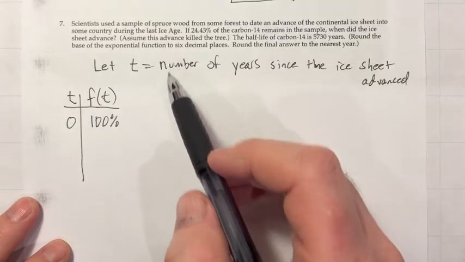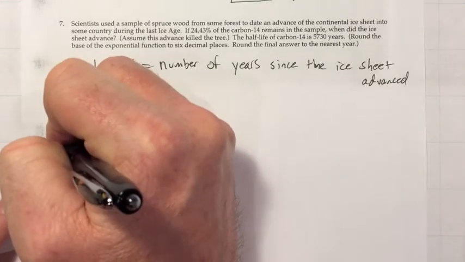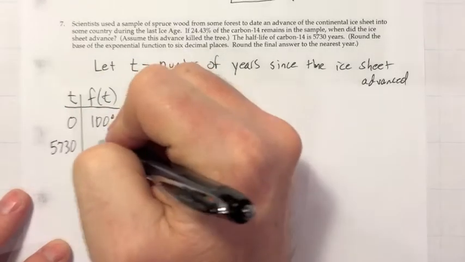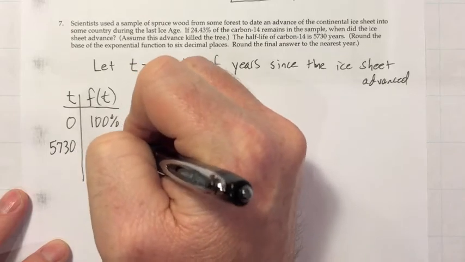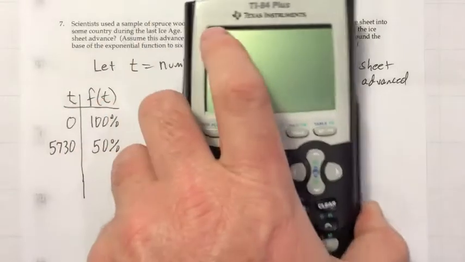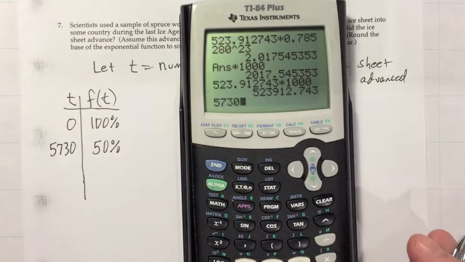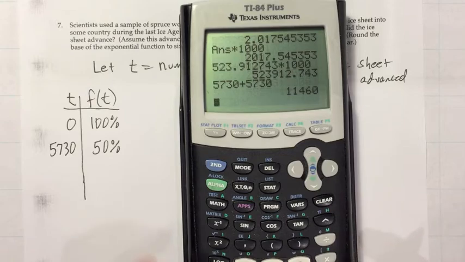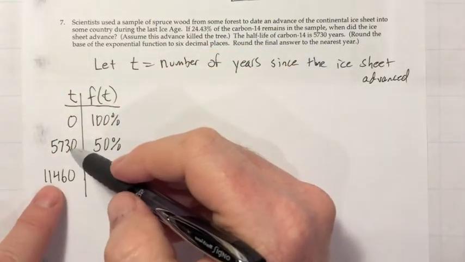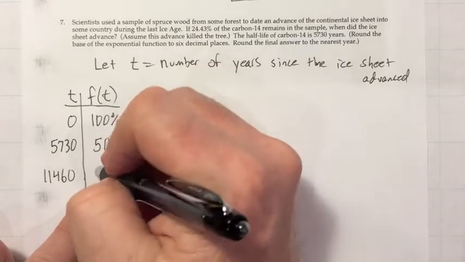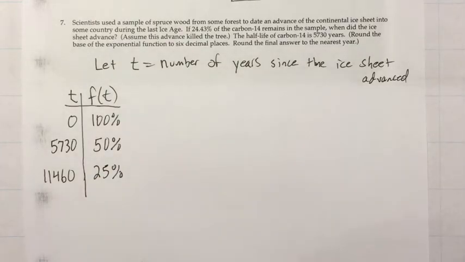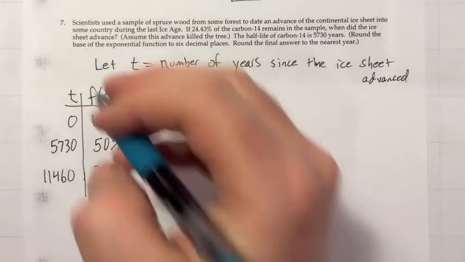And because they say the half-life is 5,730 years, that means if we were to come back 5,730 years later, the amount of carbon-14 would be down to 50%. And we could do that one more time. If we take that 5,730 plus another 5,730, that'd be 11,460. Because that's another half-life, this would get cut in half again and would be down to 25%. And then we could use this chart to come up with our exponential decay function.